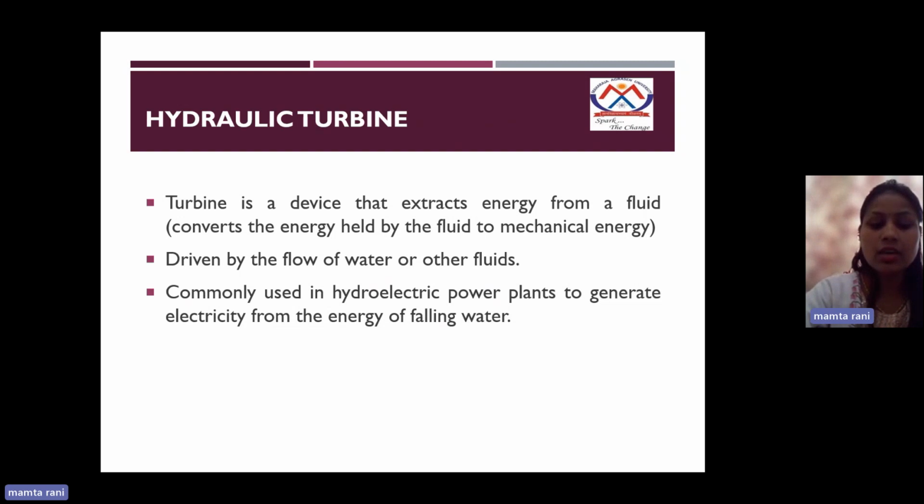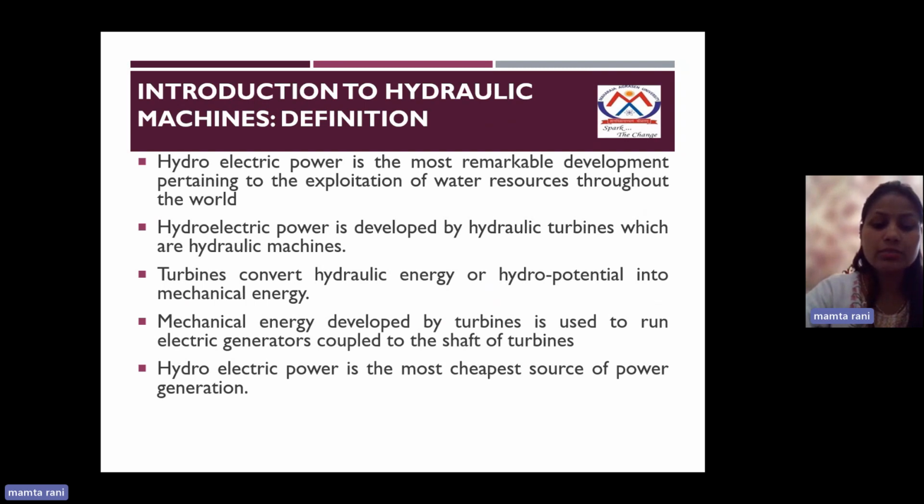So, the hydraulic turbine. A hydraulic turbine is a type of turbine that is driven by the flow of water or other fluids. It is commonly used in hydroelectric power plants to generate electricity from the energy of falling water. Hydraulic turbines are devices that convert the potential energy of water into mechanical energy. They are one of the useful applications of mechanical energy. These have been utilized to produce electricity from sustainable resources and remain a significant component of the worldwide energy blend.